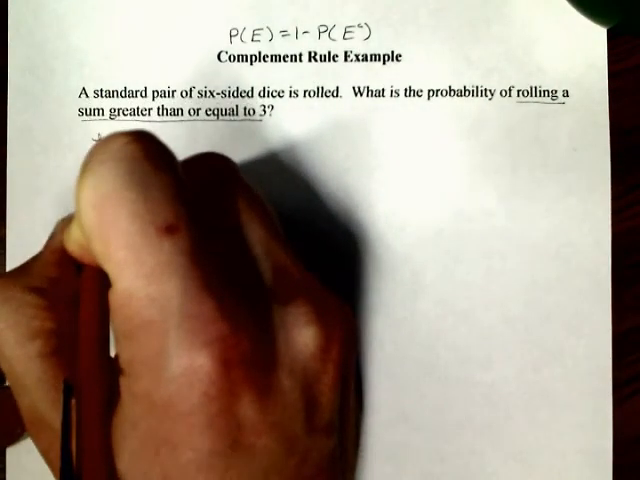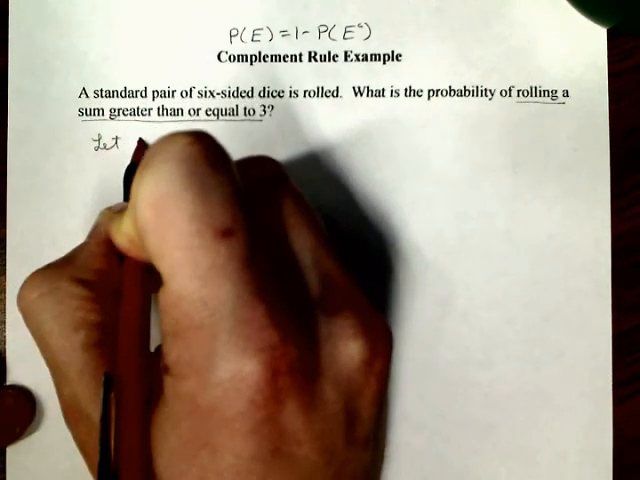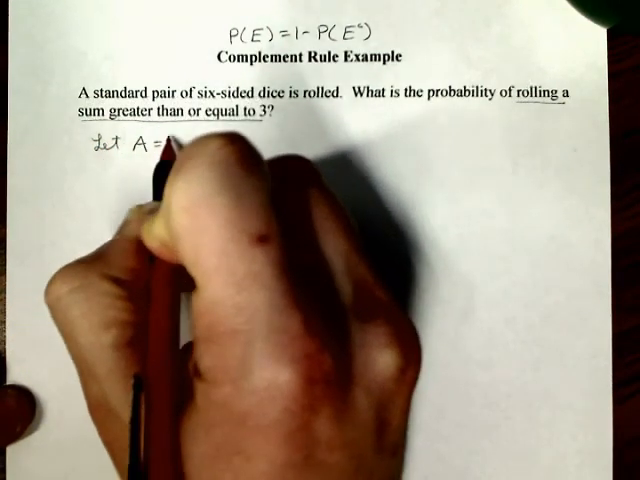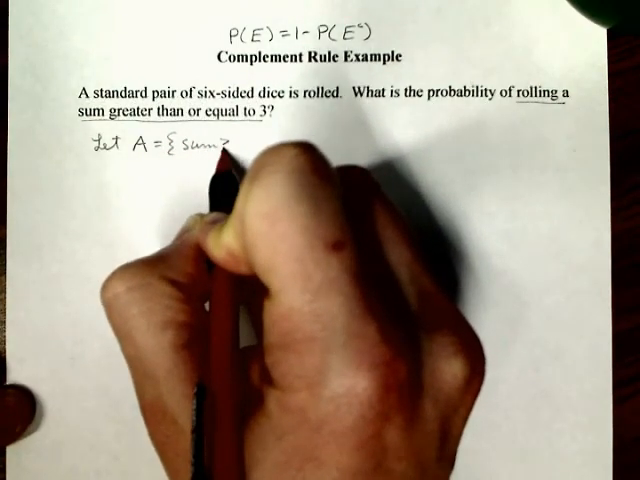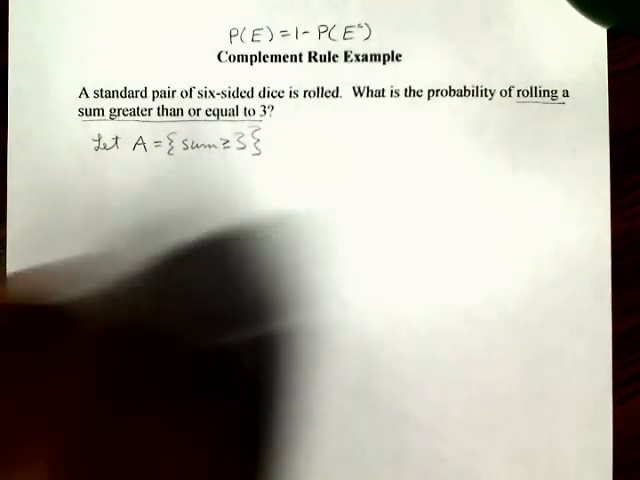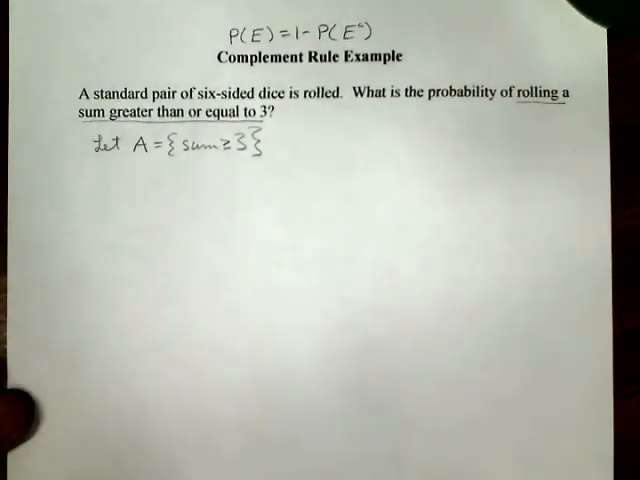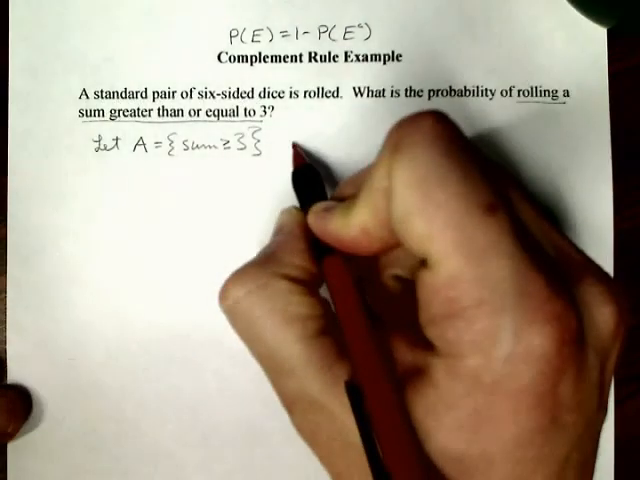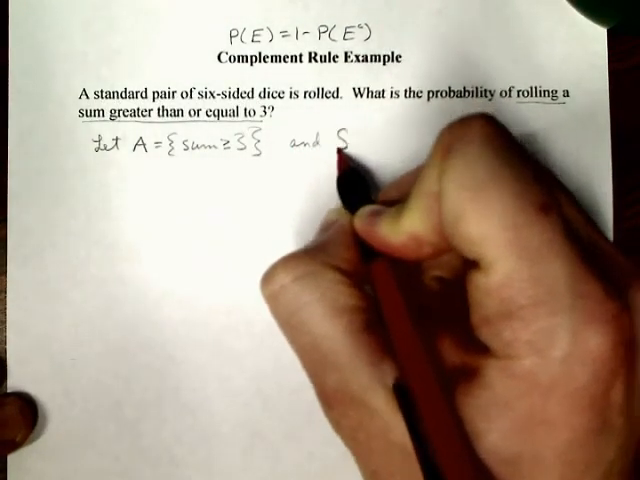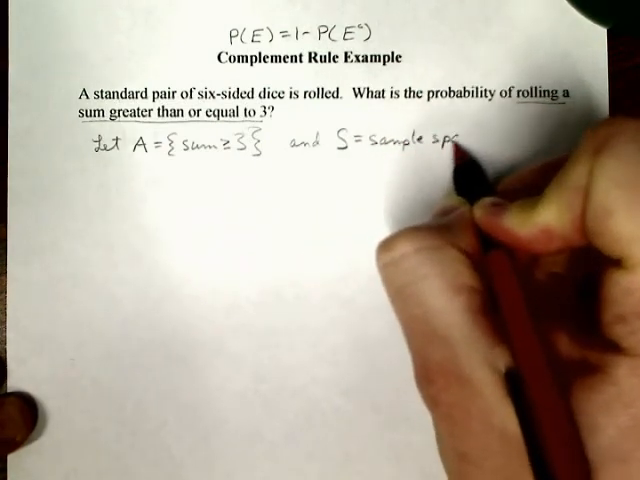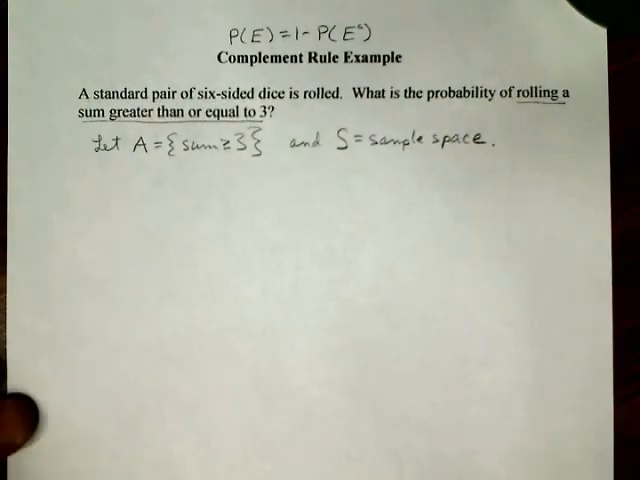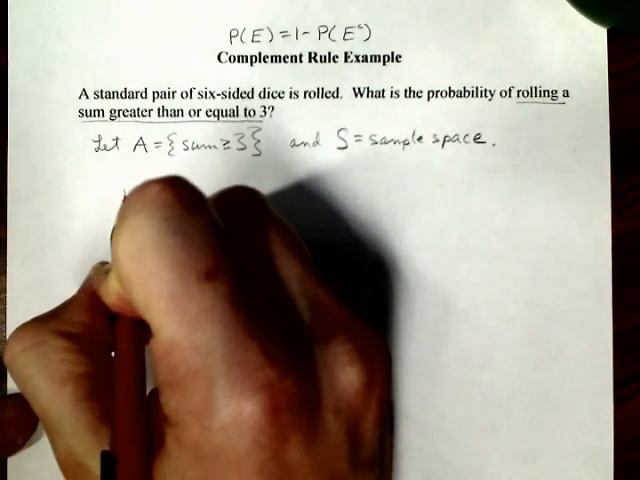And so I'm going to be talking about that event a lot, so I'm going to let A be that event, that the sum of the two dice is greater than or equal to 3. Just for notation's sake, capital S is my sample space. If you recall, the sample space is all possible outcomes of an experiment. Okay. So what I want to do here is compute the probability of A.